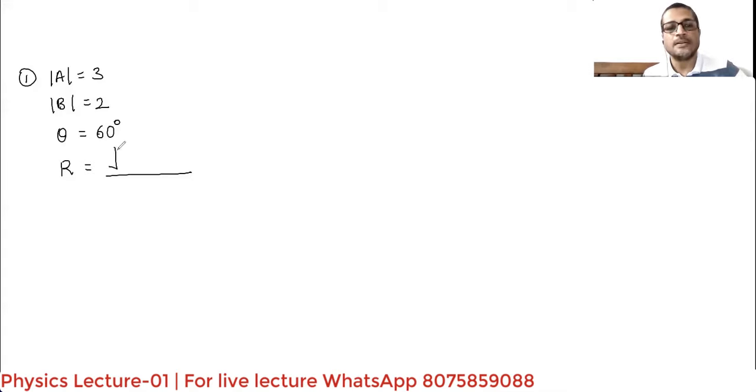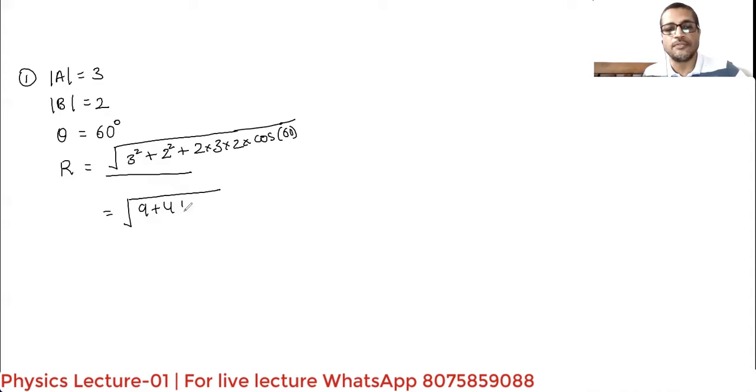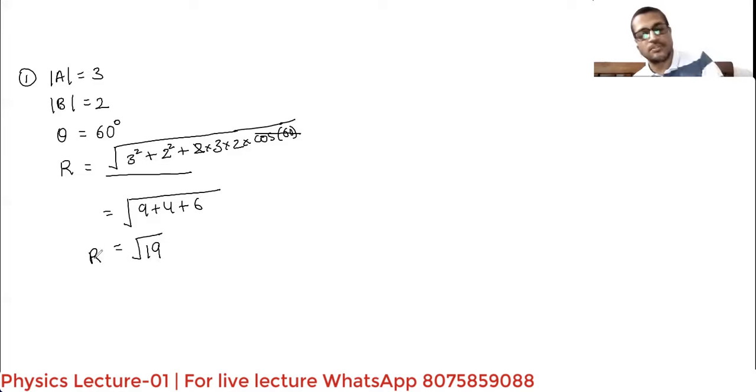So it will be root of a square plus b square plus 2 into A into B into cos of 60. That's it. How much is the value of cos 60? Does anyone remember that? 1 by 2. Correct, cos 60 is 1 by 2. So 3 3s are 9, plus 2 2s are 4, plus cos 60 will be 1 by 2. That 1 by 2 will get cancelled with the 2 here. So what is left is 3 times 2, which is 6. So 6 plus 4 is 10, 10 and 9, 19. This is the magnitude of the resultant of addition of these two vectors. Clear?